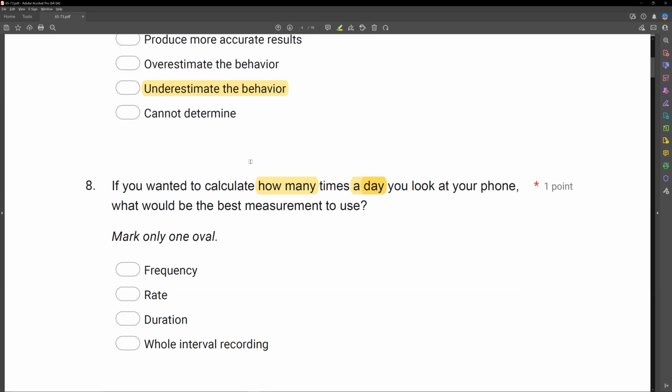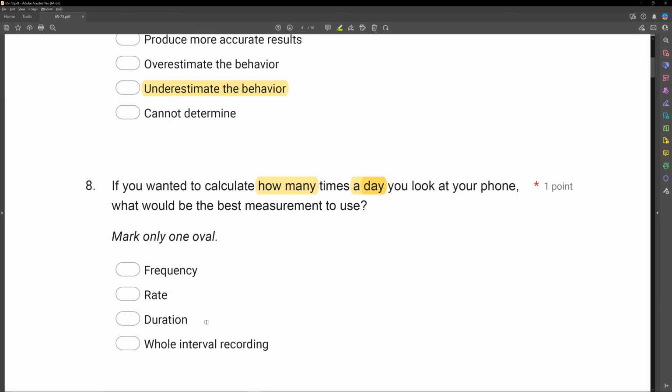So when we have a frequency and a time component, what is that called? A, just frequency. Well, we know we have a frequency component, but we also have this time component as well. So we need something a little more accurate. What about rate? Well, there we go, right? I would look at my phone 10 times per day. That is our rate. Okay, that's the difference between frequency and rate. Frequency is a count. Rate is count with a time component.